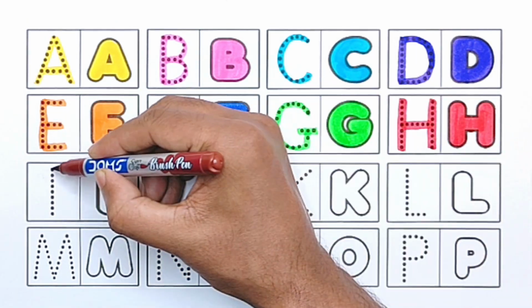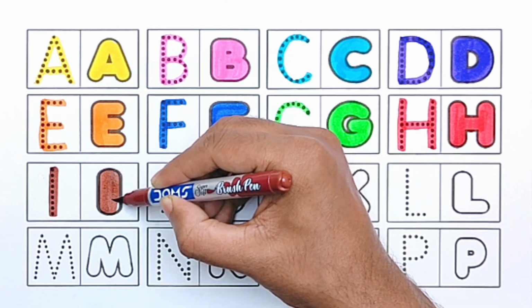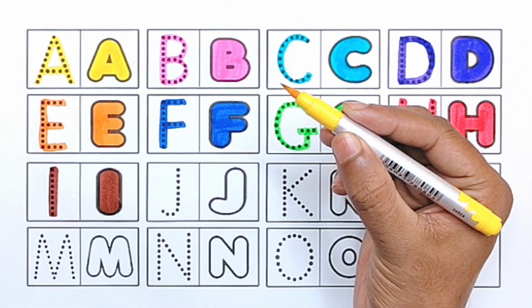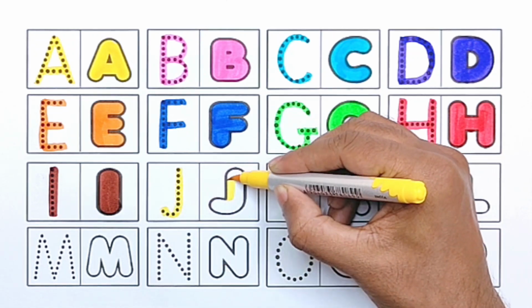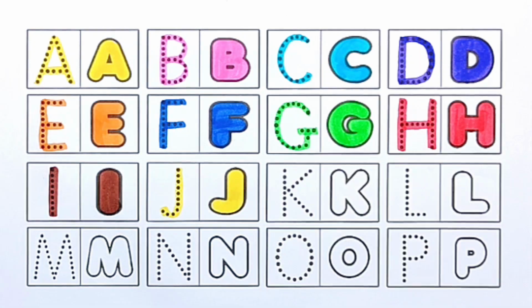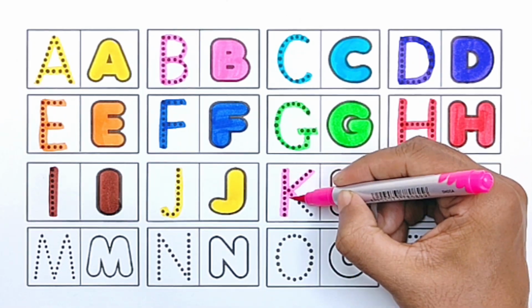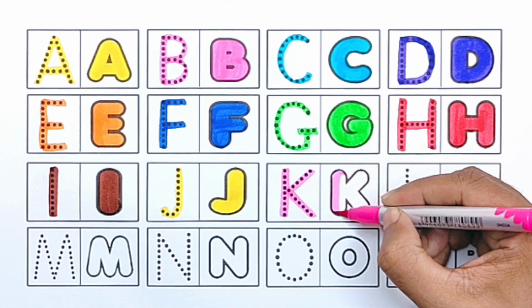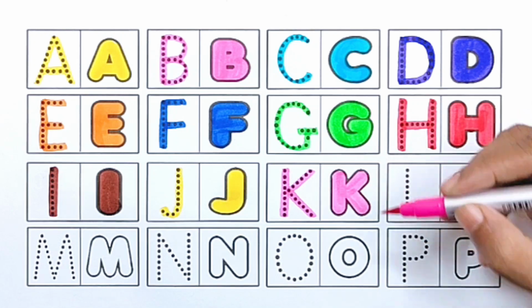Brown color. I for ice cream. Yellow color. J for juice. J for jug. Pink color. K for kite. K for kiwi.